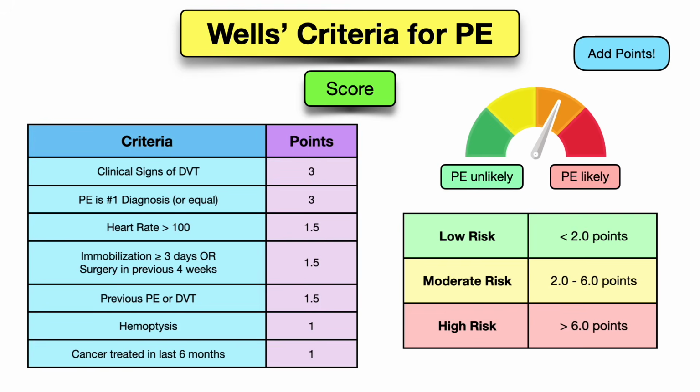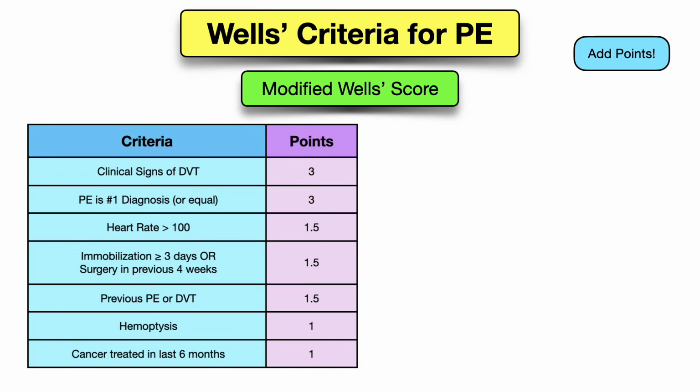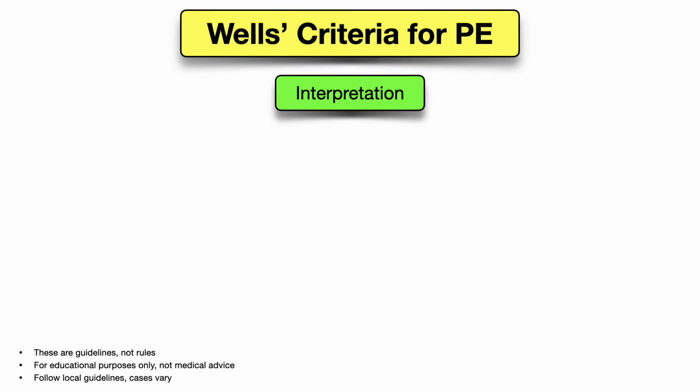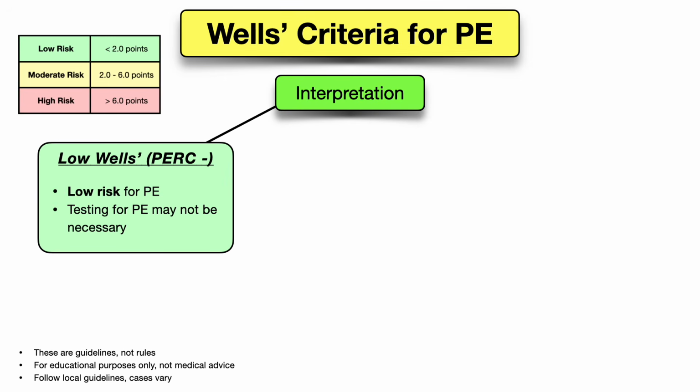A total score of 2 to 6 points is moderate risk for a PE. And a total score of more than 6 points is high risk for a PE. A modified and simpler version, called modified Wells, is a score of 4 points or less is PE unlikely, and a score of more than 4 points is PE likely. We can then apply the Wells criteria score to help with diagnosis and testing.